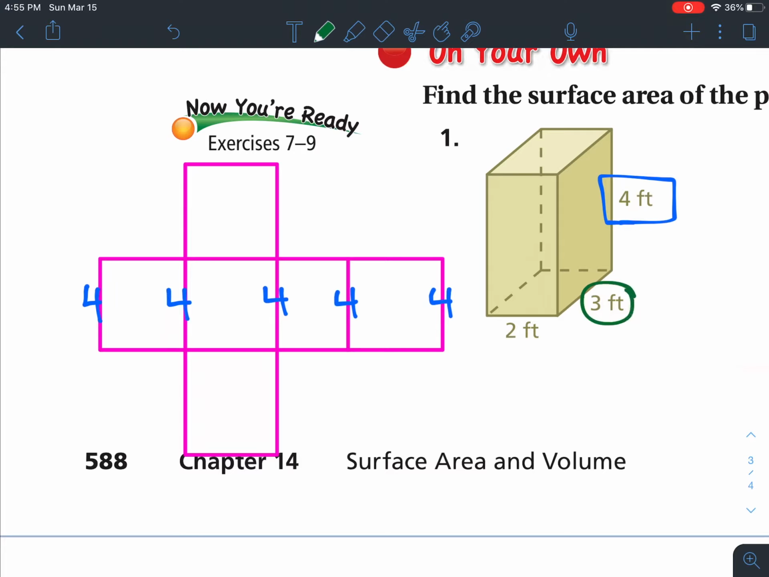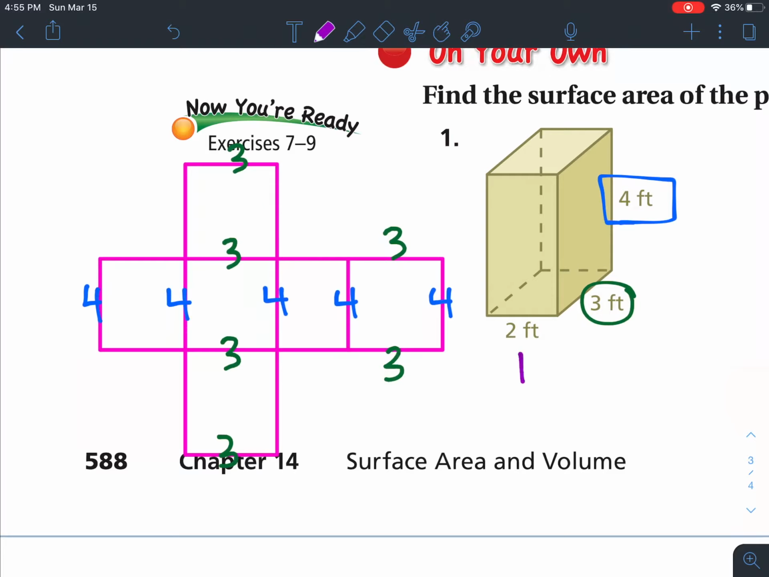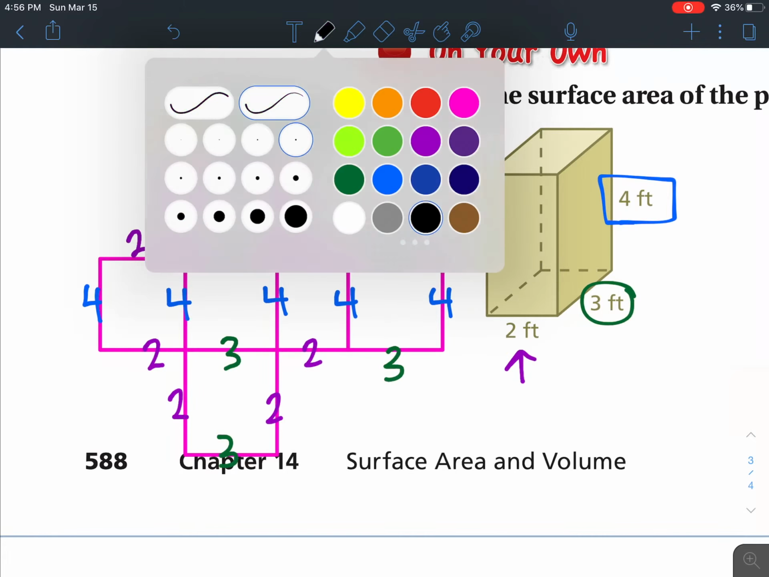The next biggest number is 3. So that's going to be the up and down 3. And then these two out here, when we fold them up, would match. So those are also 3. So then the last side is 2. And that's where we put all these little corners. So now we should have all of the sides labeled.